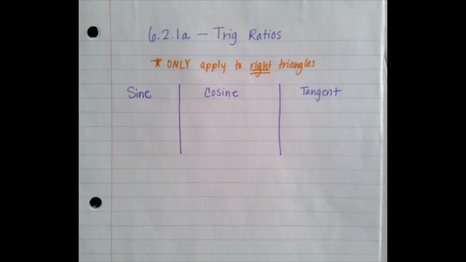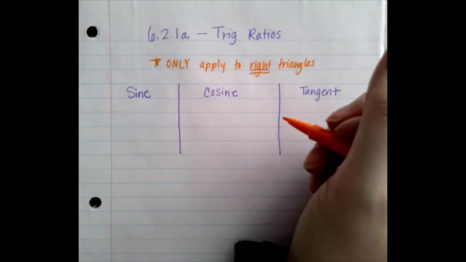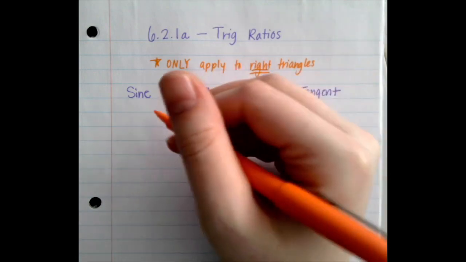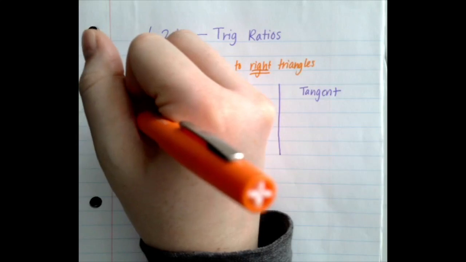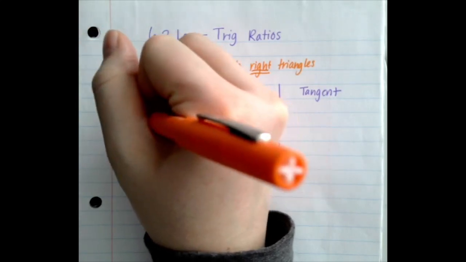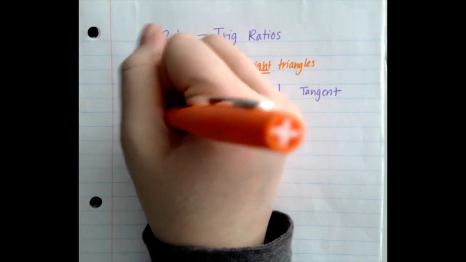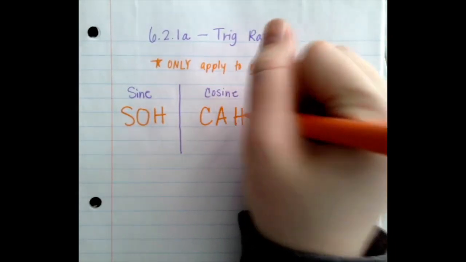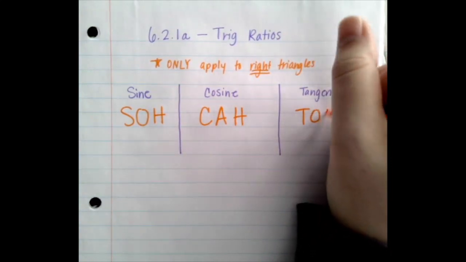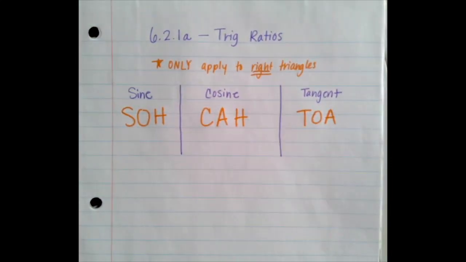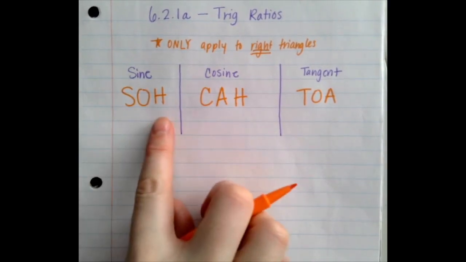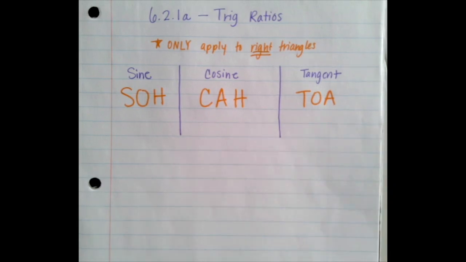And in order to remember these, we actually have an acronym, kind of like PEMDAS, that will help you remember what information you need for each ratio. So this acronym is called SOHCAHTOA. S-O-H-C-A-H and T-O-A. SOHCAHTOA. And these pieces of 3 are going to tell you what information you need for each ratio.